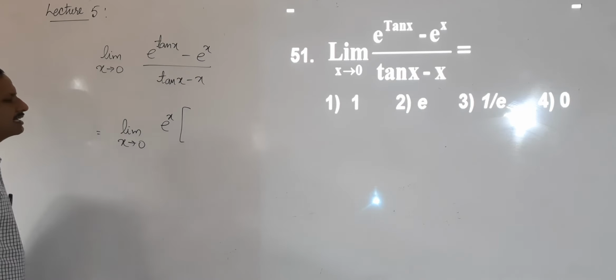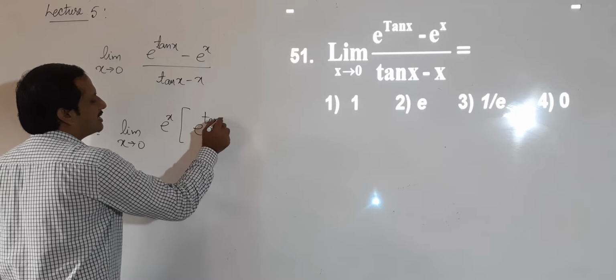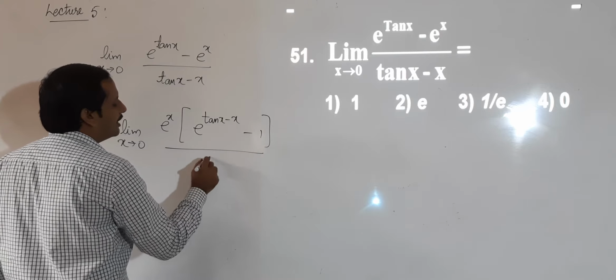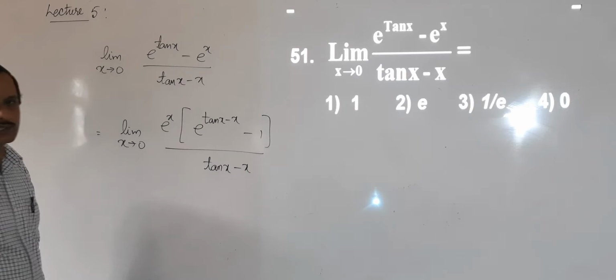So if I take e power x as common, here what will remain? Here e power tan x minus x minus 1 will remain, divided by tan x minus x. Now you might be wondering, sir, how did you get tan x minus x here?